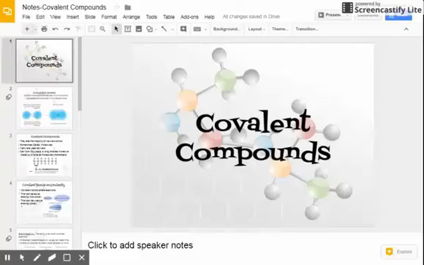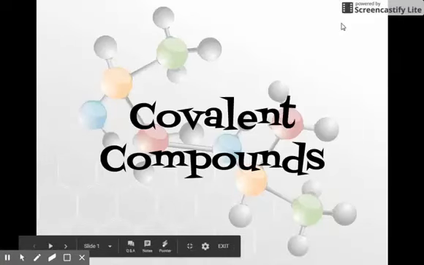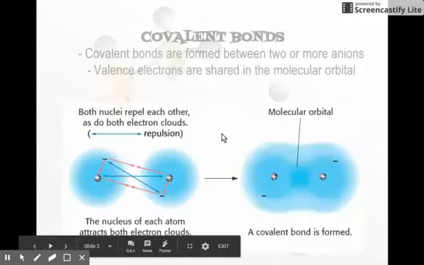So today we're going to talk about covalent compounds and how we name and write their formulas. And then how do we tell the difference between an ionic substance and a covalent substance. So let's quickly review what a covalent bond is.